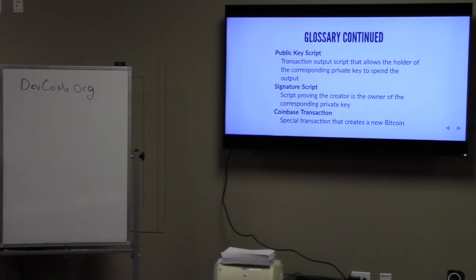And the Coinbase transaction is a very special type of transaction, and people will throw around the term that it creates a new Bitcoin, but that's actually not true. What it is, it's the transaction that contains the miner's reward from mining the block. Again, we'll explain what that means as we go through here.